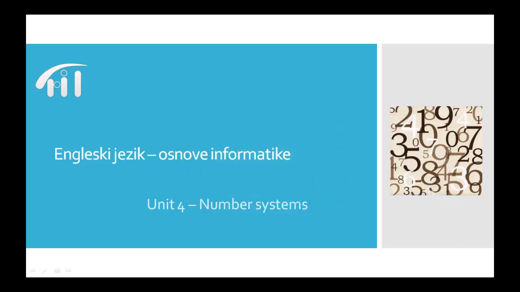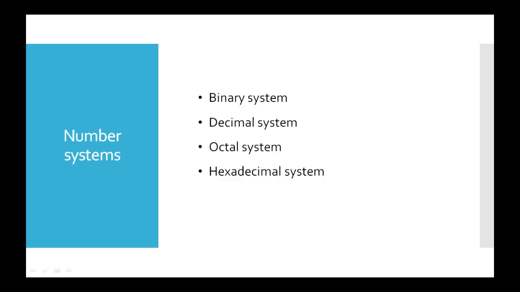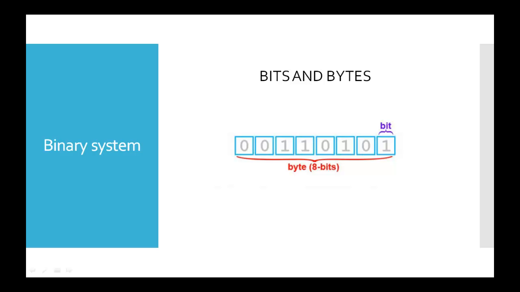This unit will be about number systems, and specifically about the binary system as the basis for the work of a computer system. Main number systems are the following: binary, decimal, octal, and hexadecimal system. Work of a computer system relies on a binary system.